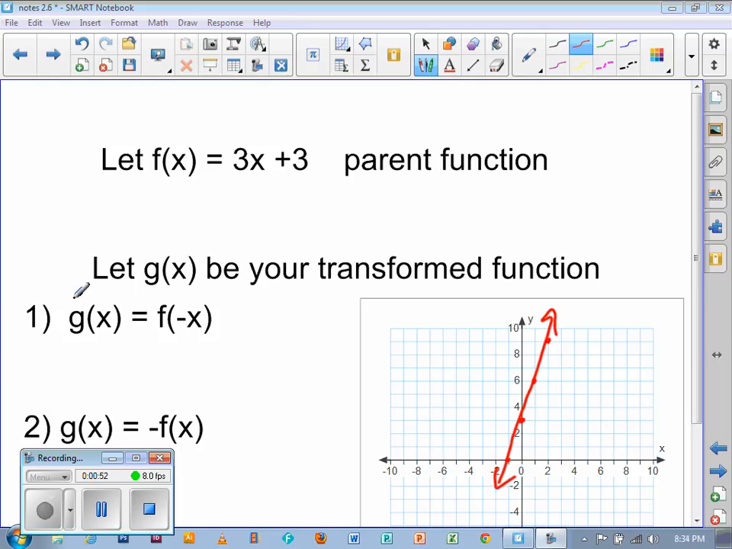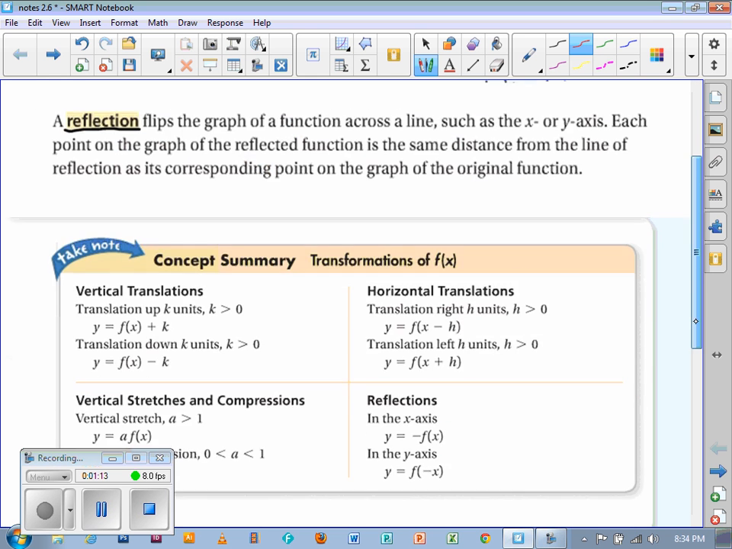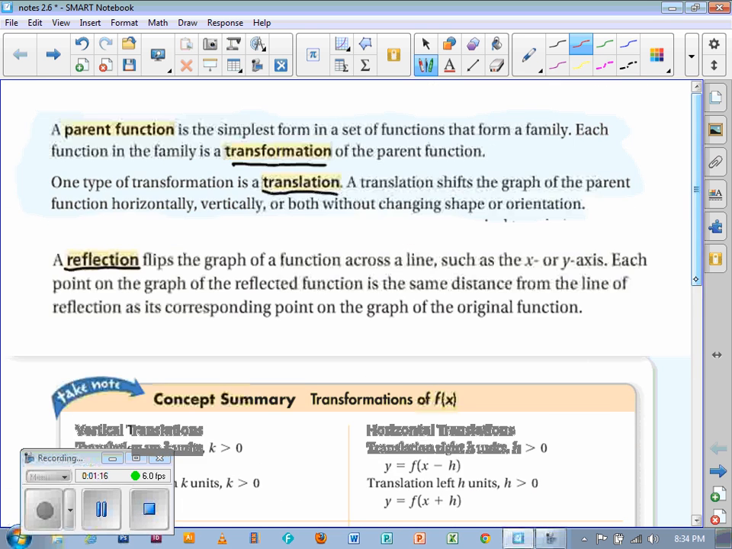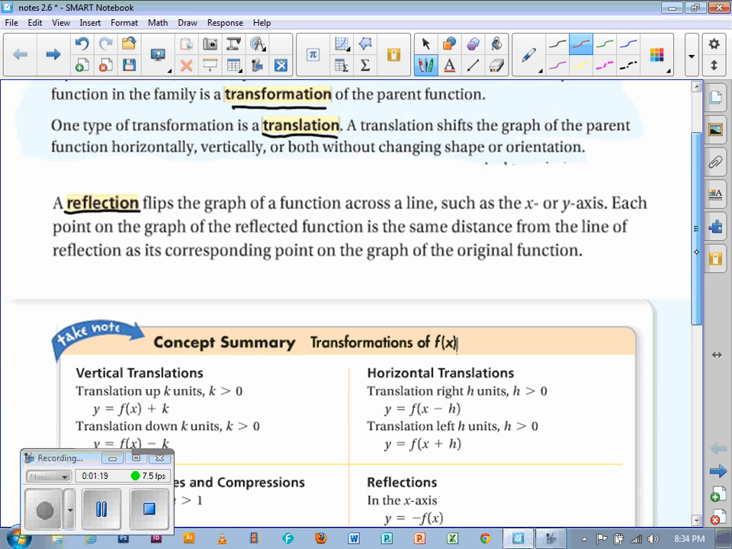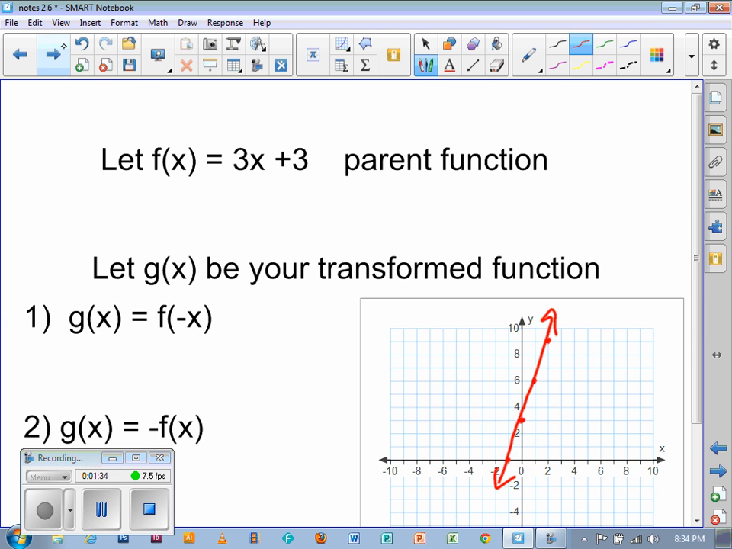In our first example here, we are letting g of x equal f of negative x. What we're asking you to do here is replace x with a negative x in our function. What that's going to do, let's go back to our notes here. It's basically what we're doing right here. It's going to reflect our graph, our line, over the y-axis, since we're replacing the x with a negative x. So let me show you how that's done.